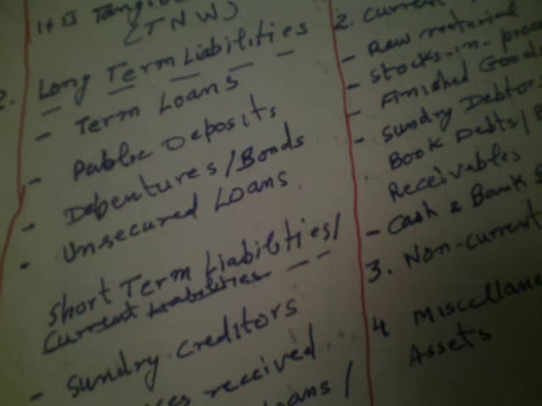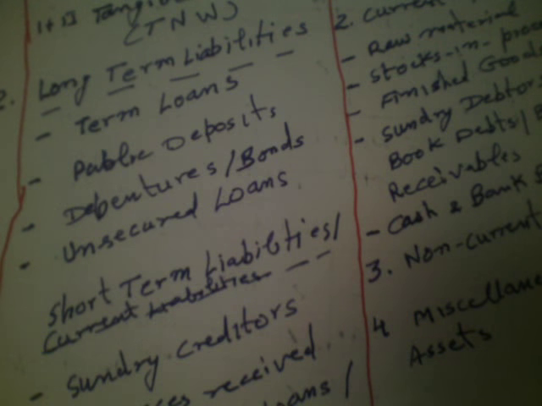So normally the term current liability is used. This will include sundry creditors, advances received, short-term loans or working capital from the banks, and loans from friends and relatives, etc. So what is sundry creditors?